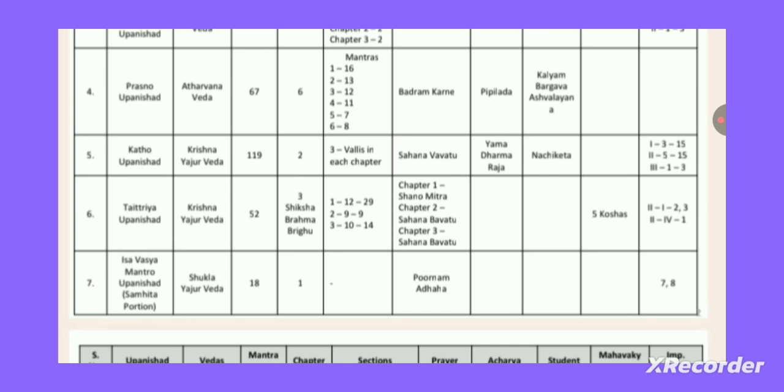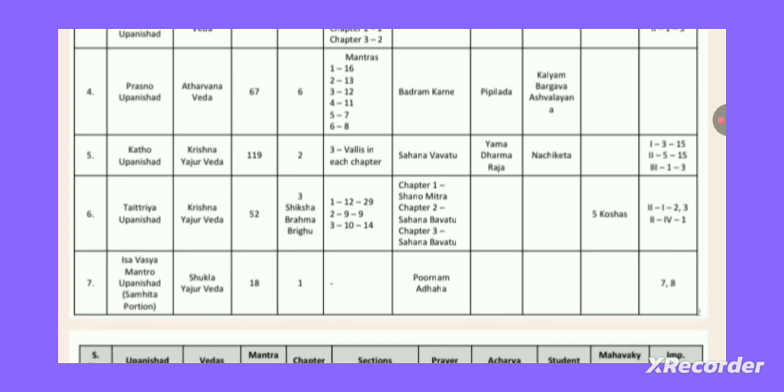Ishavasya Upanishad is from Shukla Yajurveda. And in total it has 18 mantras in it. And it is very difficult to understand for beginners because it is slightly contradictory. So the beginners of Vedanta should not attempt this Ishavasya Upanishad first. They should go to Kaivalya, Mandukya, and later they should come into Ishavasya.